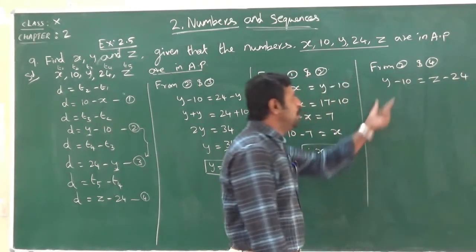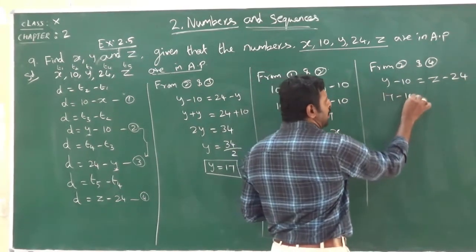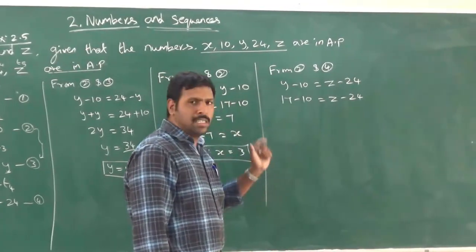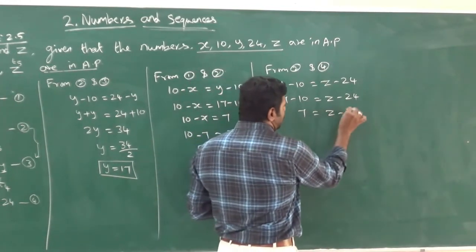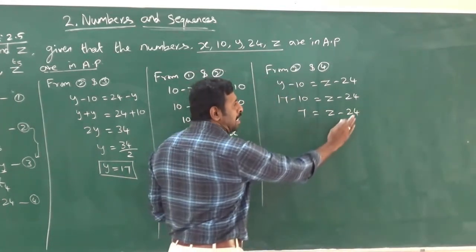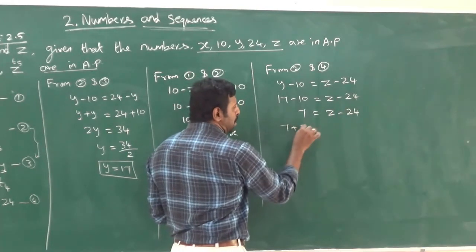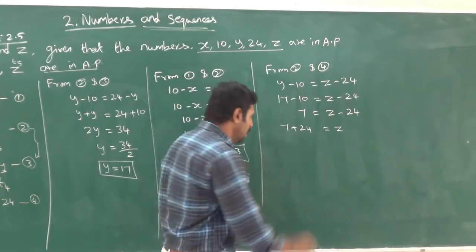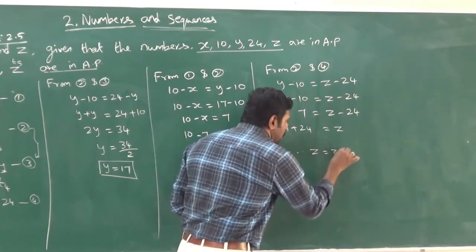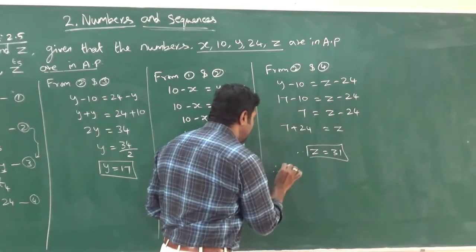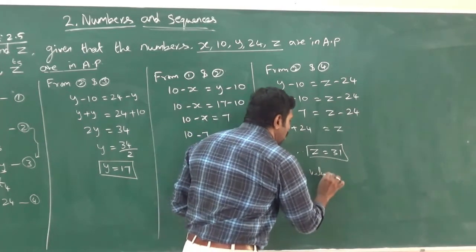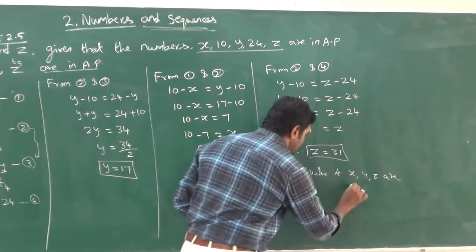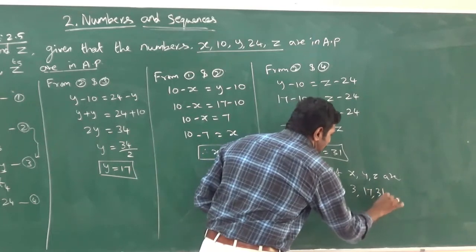And then you know the y value, y is equal to 17 minus 10 is equal to z minus 24. Then 17 minus 10 is 7, so 7 is equal to z minus 24. I take this 24 to this side. 7 plus 24 is equal to z. 24 plus 7 is equal to 31. Therefore, z is equal to 31. Here, the values of x, y, z are 3, 17, 31.